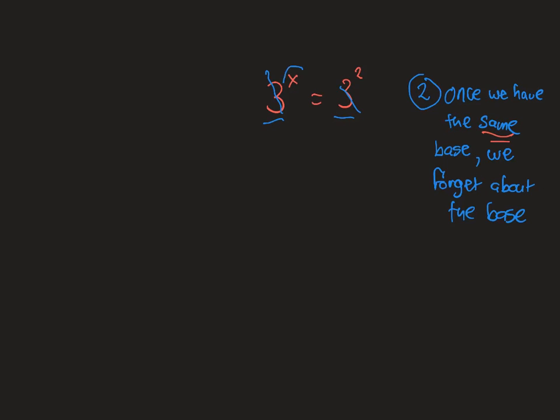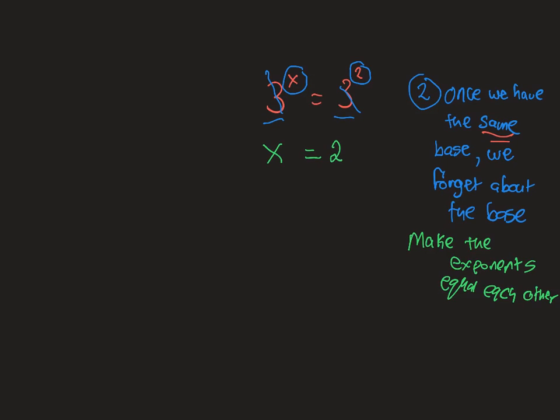And essentially, we will make our exponents equal each other. Okay, so we have x, and we want to make it equal to 2. Now, is the x by itself? Yes. So x is clearly 2.